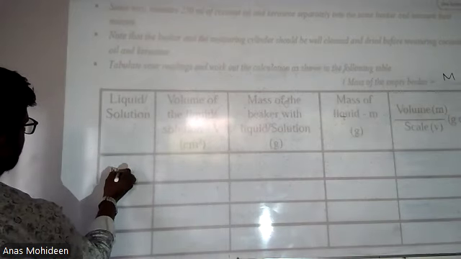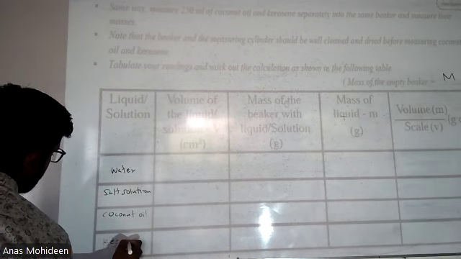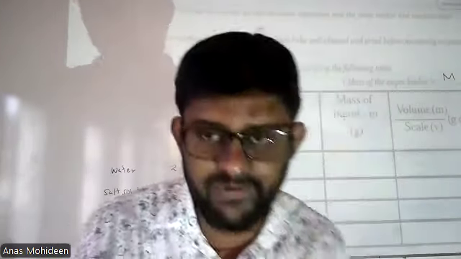Look at this. The liquids I'm taking are water, then salt solution, coconut oil, kerosene oil. For the volume of the liquid, I'm going to take the same measurement. It says 250 ml. Can you please read and tell me what it says? 250 ml. So, 250 volume.